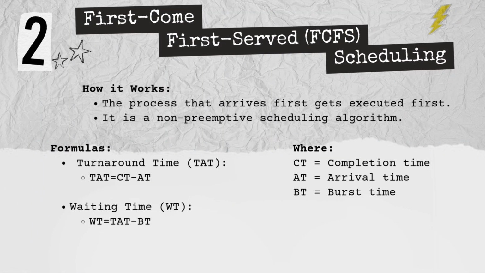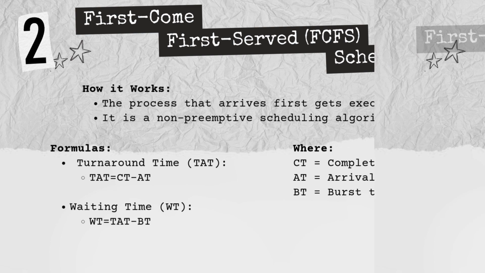Formulas for FCFS scheduling. Two important metrics help evaluate FCFS performance. Turnaround time, TAT. TAT equals CT minus AT, where TAT equals turnaround time, CT equals completion time, when the process finishes execution, and AT equals arrival time, when the process enters the queue. Waiting time, WT. WT equals TAT minus BT, where WT equals waiting time, how long a process waits in the queue, and BT equals burst time, the time required by a process to execute.